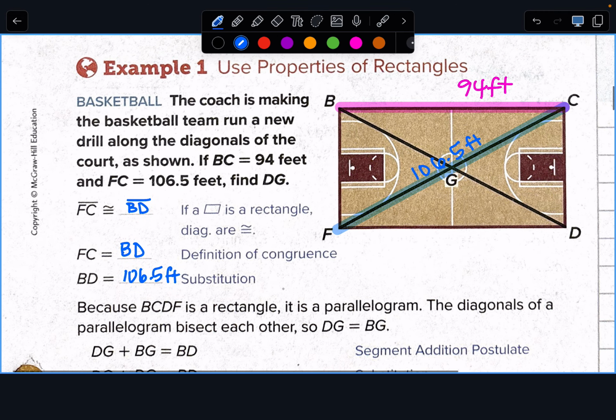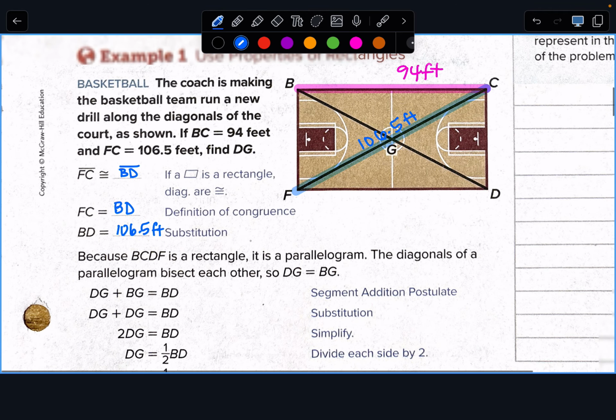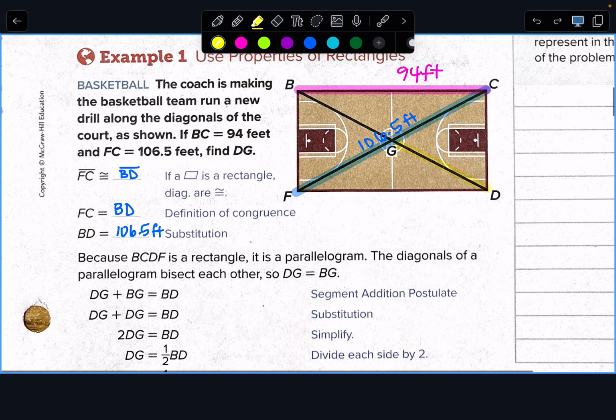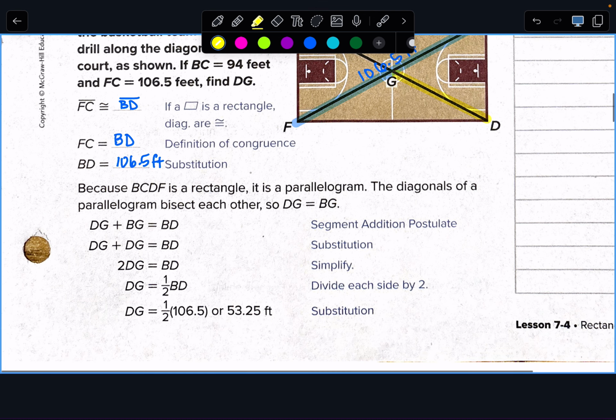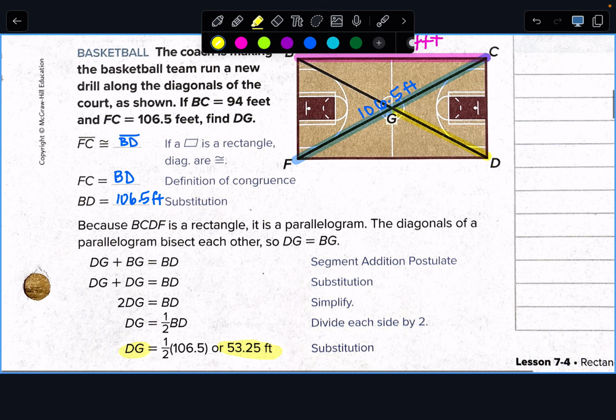Now, since our rectangle is a special parallelogram, what else is true about the diagonals? What else is true besides them being congruent? They bisect each other. So if I ask you for DG, how would we figure that out? Okay, 106.5 cut in half. DG is 53.25.